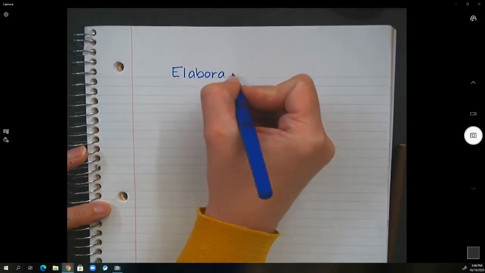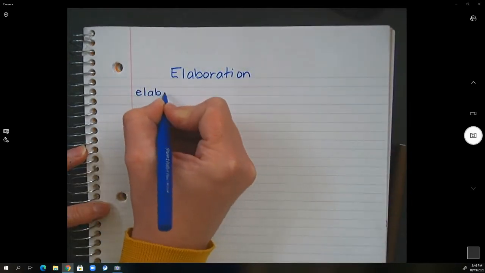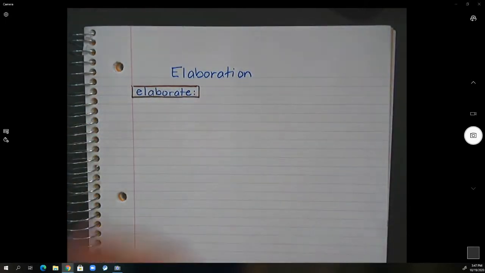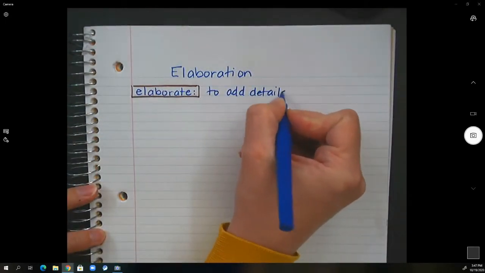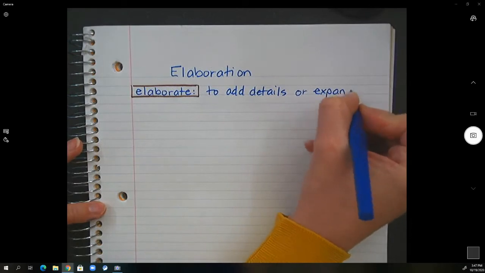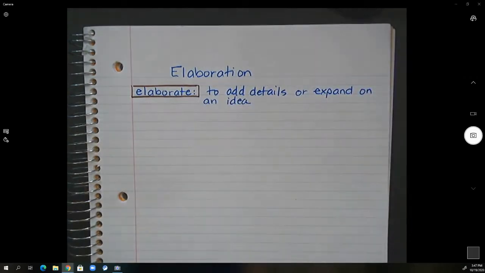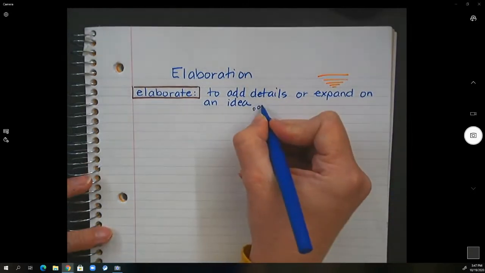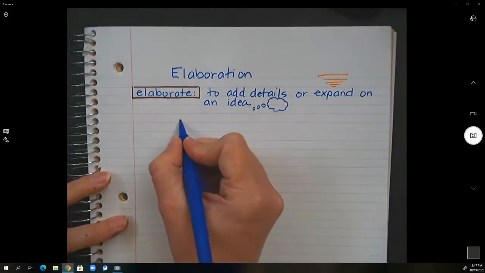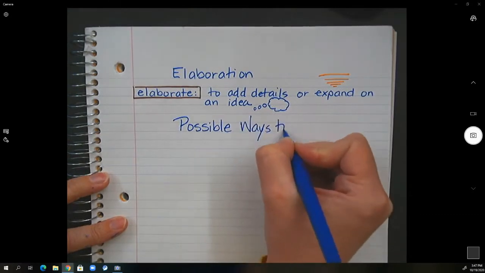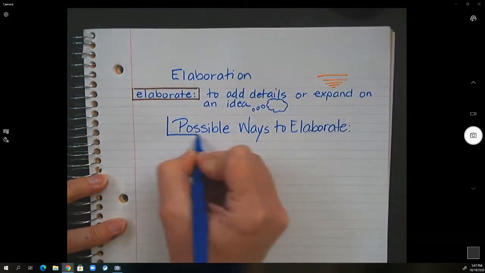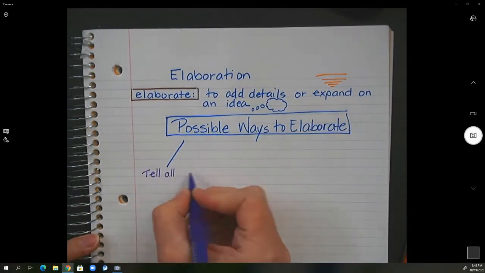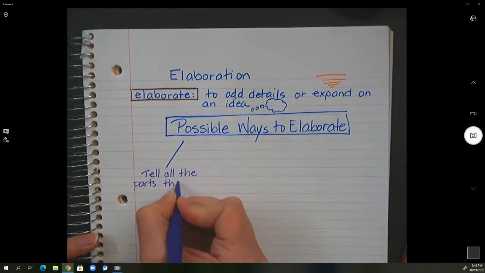Okay, at the top of your notebook, I want you to write down the word elaboration. Now, you may be wondering, what does it mean to elaborate? Well, when you're telling a story, it means to add details or to expand on an idea. And to expand means to grow, to get bigger, right? So be thinking about how you can grow your stories. There are some possible ways to elaborate, and I'm just going to show you 3 today, but there are definitely more. The first one is to make sure you tell all the parts of what happened.